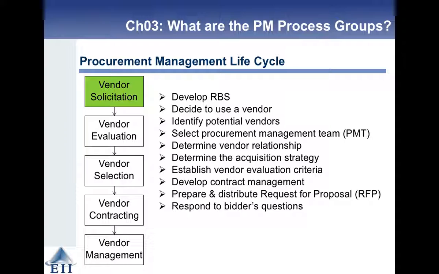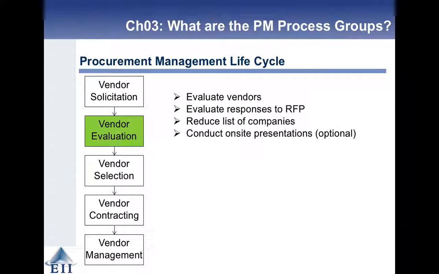Right, so here's what you need to do for the vendor solicitation. I'm not going to read through everything, but you should look at some of the acronyms there: RBS, PMT, RFP. They're the sorts of things we need to do when we solicit a vendor. We get back responses to our RFP. We need to evaluate the vendors based on what their response was and what we know about the vendor.